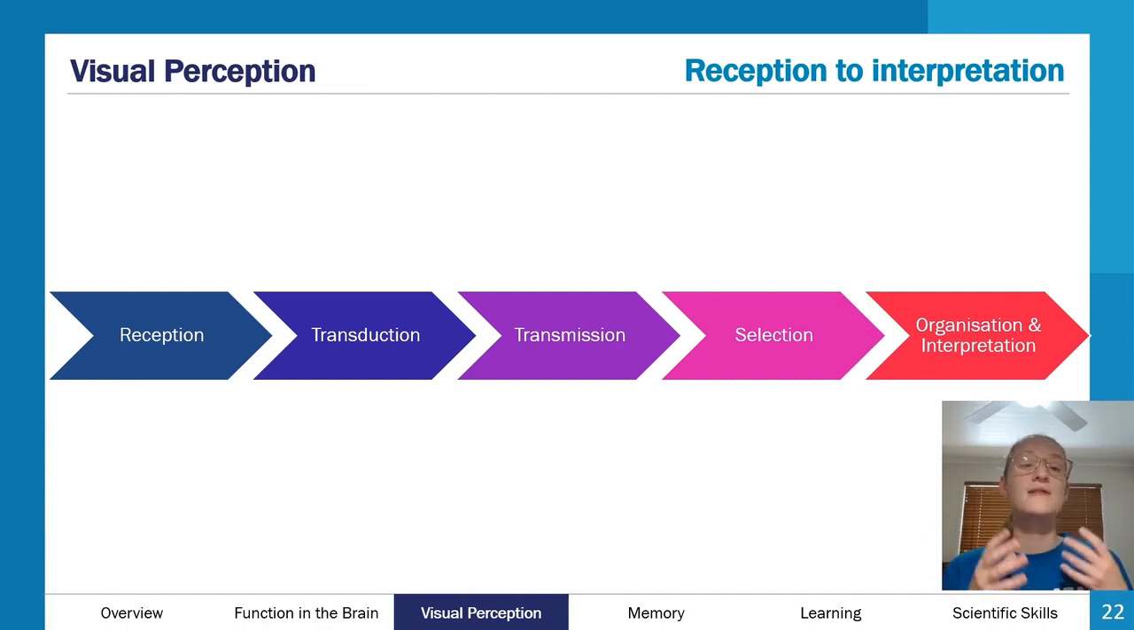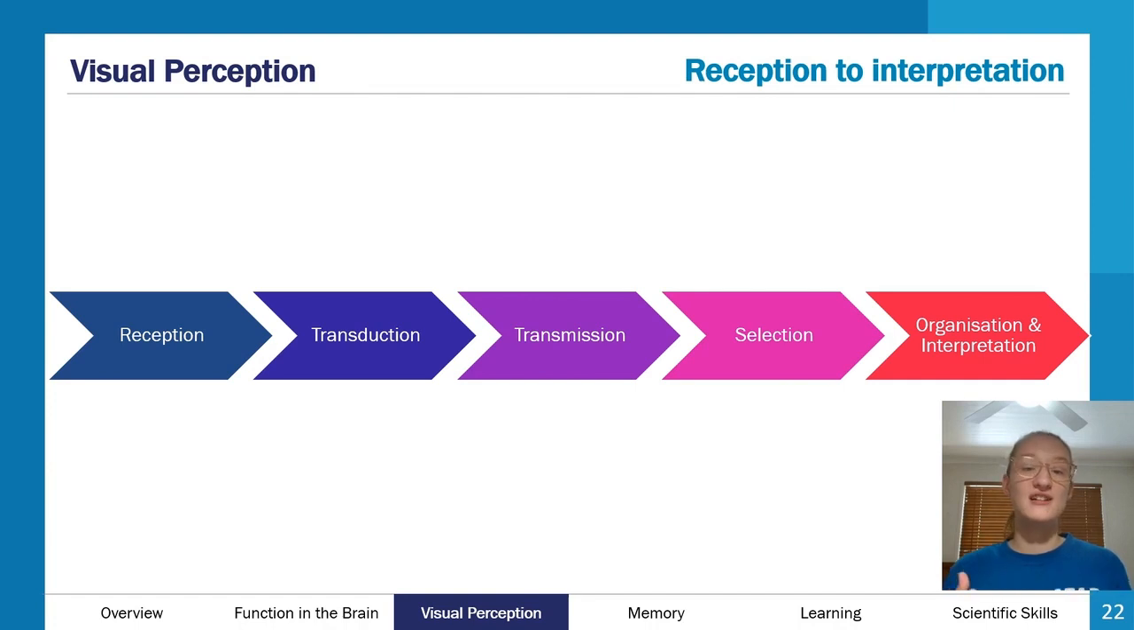The first one is reception. Light energy is collected by our eyes. It enters through the cornea, travels through the pupil, and is focused on the retina at the back of our eyes. Light energy is the visual part of the electromagnetic spectrum, and it must be within the visible light spectrum, which is around 360 to 760 nanometers, to be perceived by the average human. So reception is all about light energy being collected by the eyes. That's the basic overview of it.